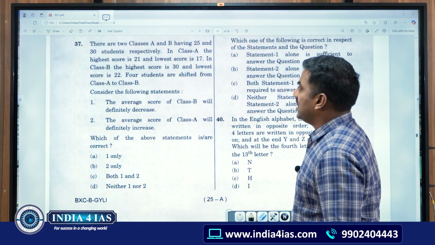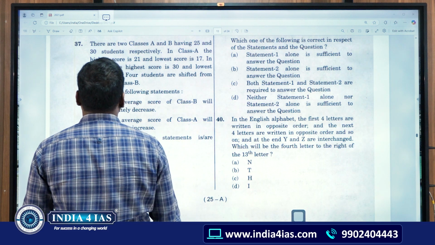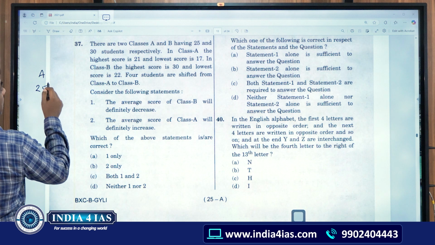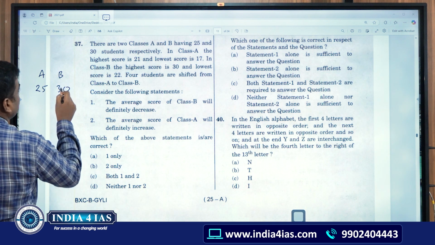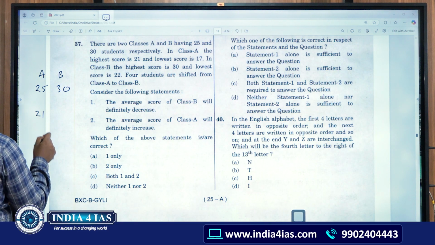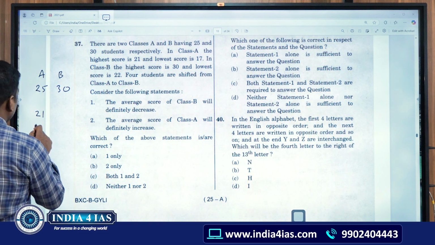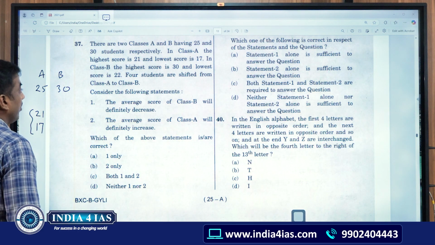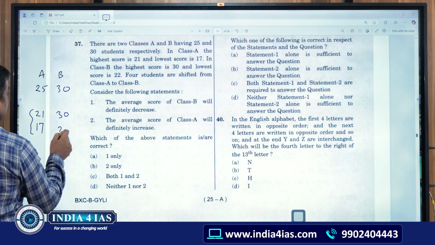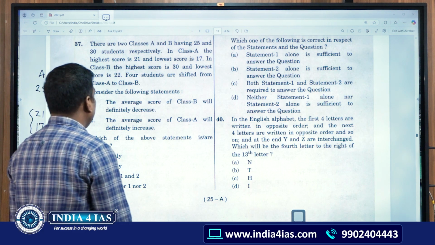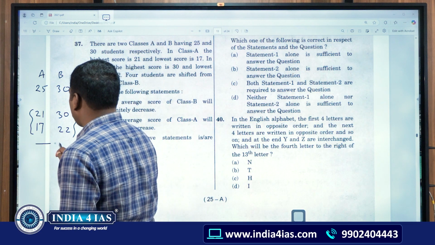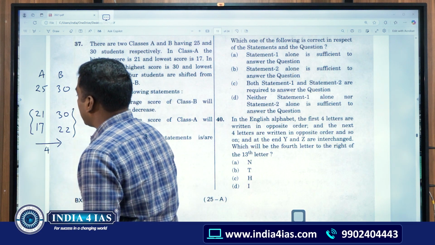37th question. There are two classes A and B having 25 and 30 students. In class A we have 25 and in class B we have 30 students. In class A, the highest score is 21 and the lowest score is 17. So the range of class A is 17 to 21. And in class B, the highest score is 30 and the lowest score is 22. 4 students are shifted from class A to class B.